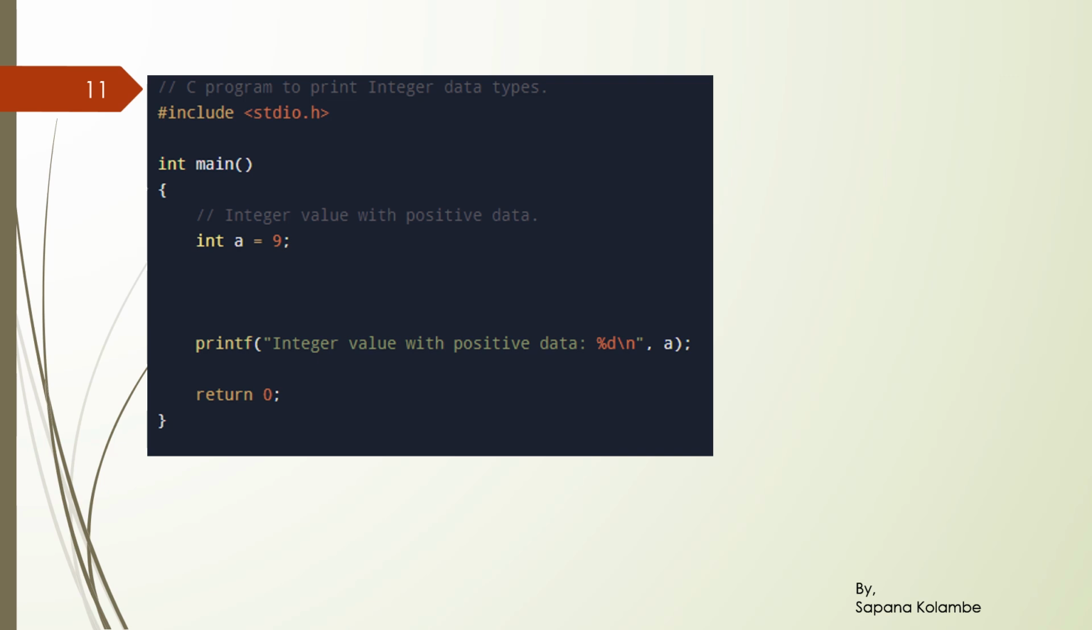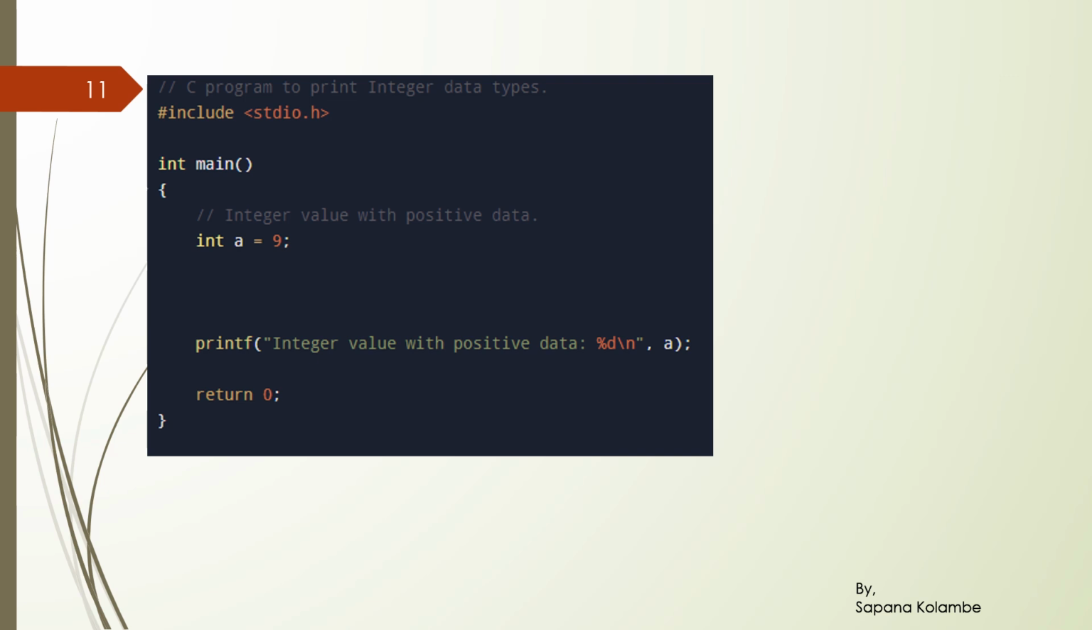I have written one simple program here. #include stdio.h, int main. One variable is declared, the name of the variable is a, int a equal to 9. So the value 9 is assigned to the variable a. This is the variable initialization, meaning creation of the variable along with the assignment. So the integer variable a is created and the value 9 is assigned to it. Then we are using the printf statement to display the value of a.